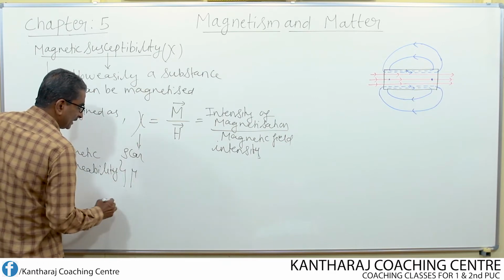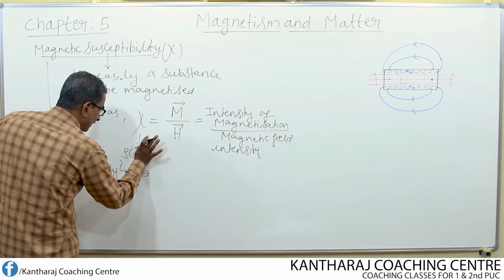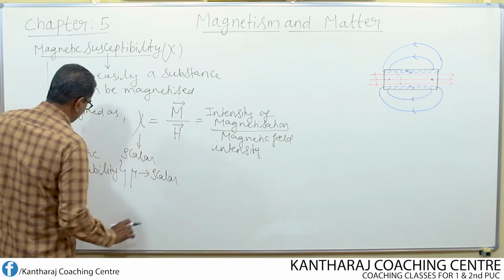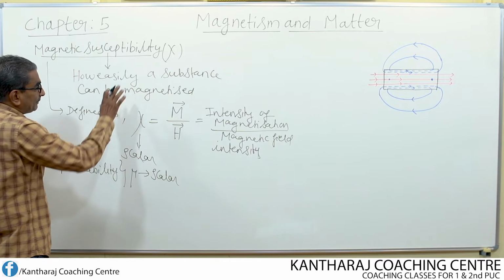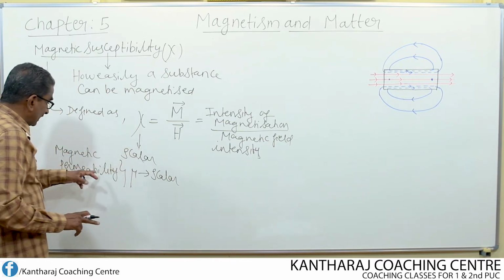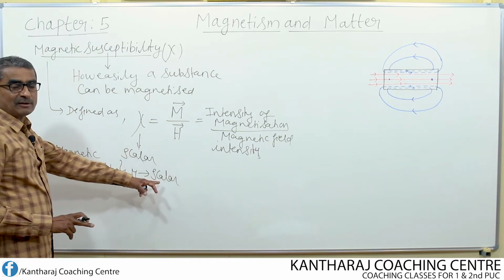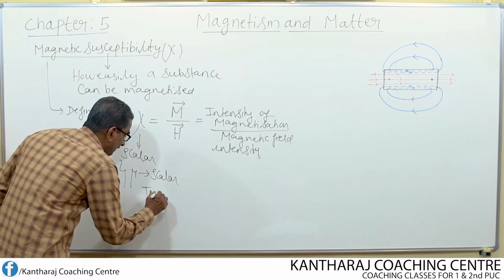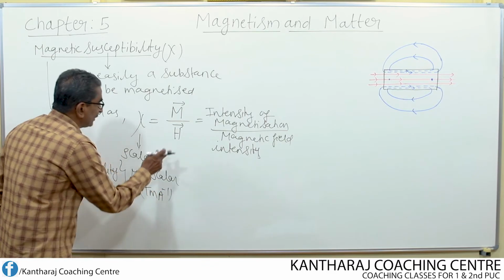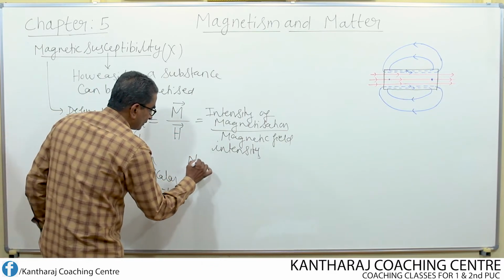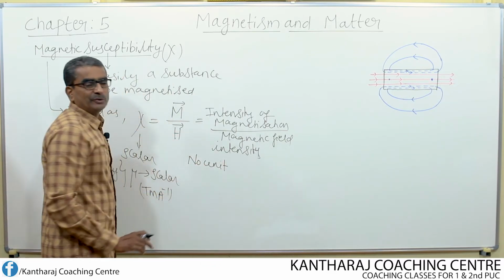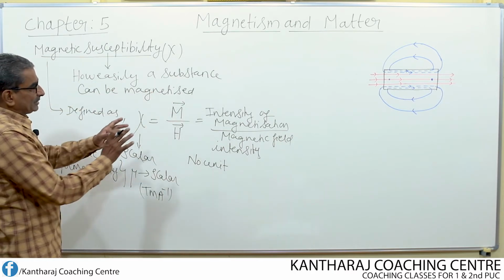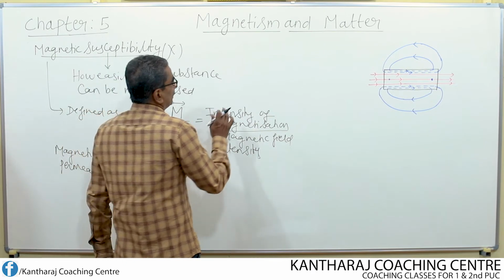Permeability mu is also nothing but a scalar. Susceptibility has no unit, whereas magnetic permeability mu, though it is a scalar quantity, has a unit, which is Tesla meter per ampere, whereas susceptibility has no unit. So how easily, with respect to this, let us consider one small explanation.